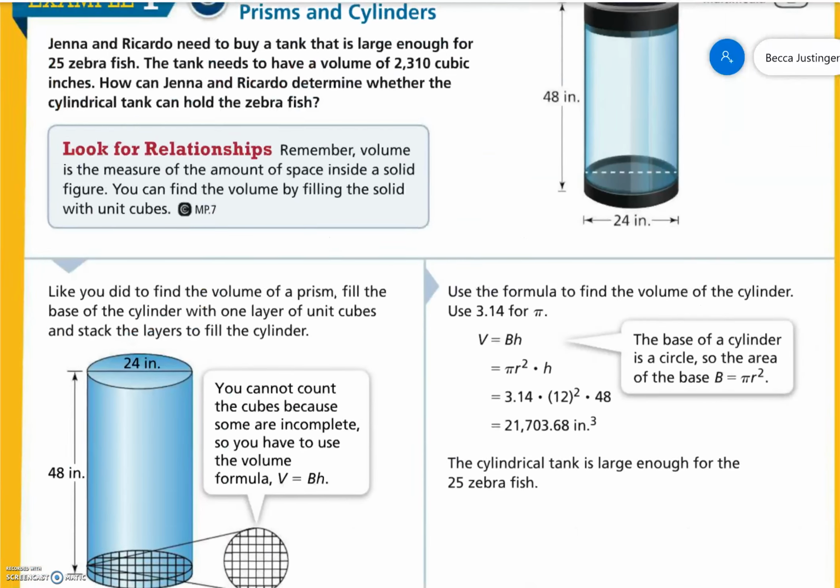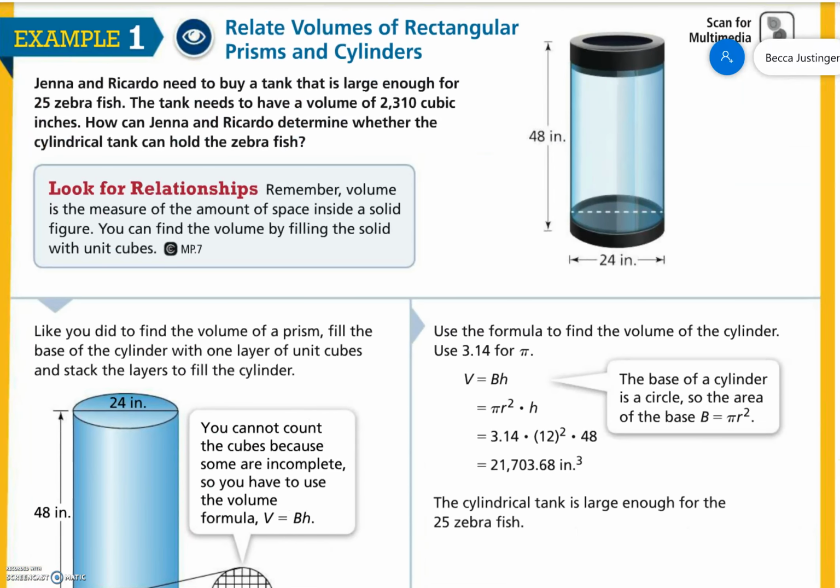Example number 1. Relate volumes of rectangular prisms and cylinders. Jenna and Ricardo need to buy a fish tank that is large enough for 25 zebrafish. The tank needs to have a volume of 2,310 cubic inches. How can Jenna and Ricardo determine whether the cylindrical tank can hold the zebrafish? Remember, volume is the measure of the amount of space inside a solid figure. You can find the volume by filling the solid with unit cubes.